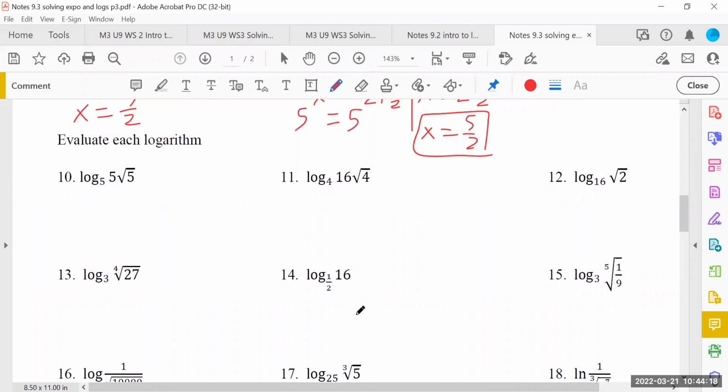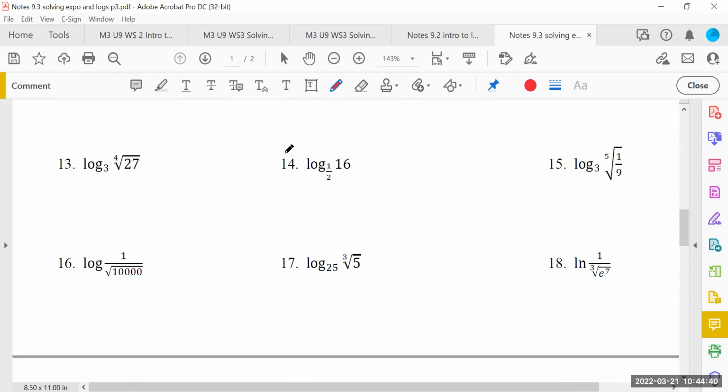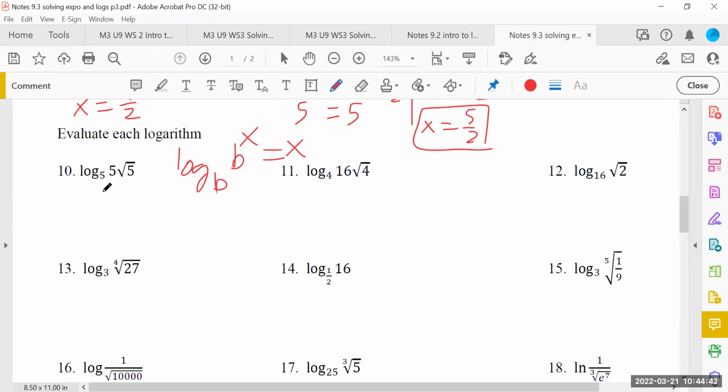So number 10, log base 5 of 5 root 5. Every single one of these down here, the goal is for you to write it so that it's log base b of b to a power, and your answer is the power. That's what we're going to try to do for everything 10 through 18. So like this one, log base 5 of 5 root 5, I'm going to rewrite that: log base 5 of 5 times 5 to the 1/2 power.